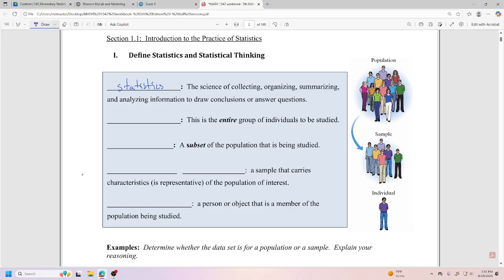Let me go through some more here. So we have the population, and I'm going to talk more about this in just a second. Population, and then we have sample, and I'm going to write here representative sample. I'm going to explain this in a second. And then finally, individual.